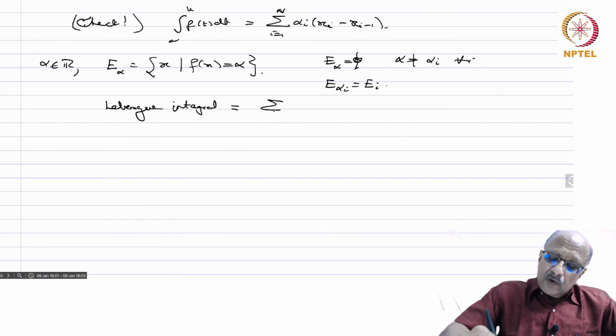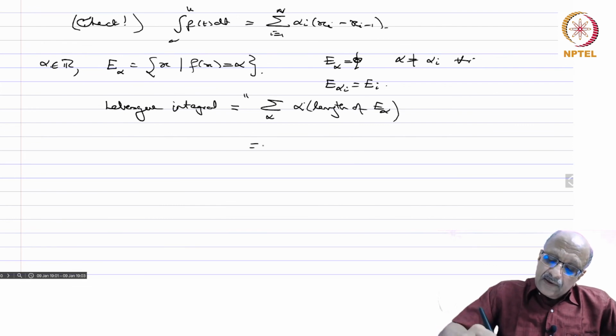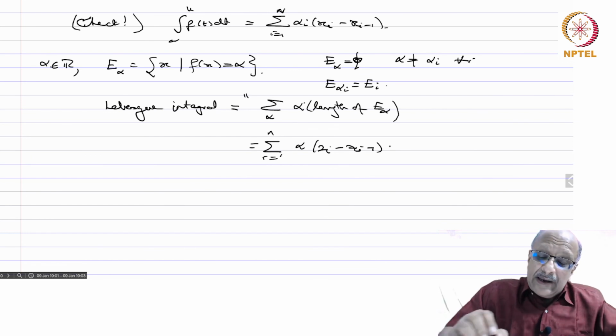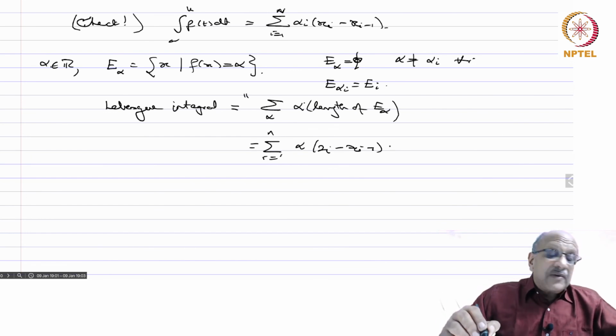equals the summation over all alpha, since alpha varies, of alpha times the length of E_alpha, and that is equal to the sum from i equals 1 to n, again, of alpha_i times (x_i minus x_{i-1}). So this is the same answer. We are not getting anything new, but it's just a method.